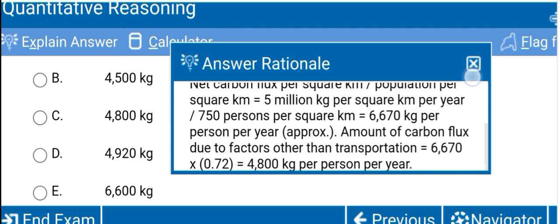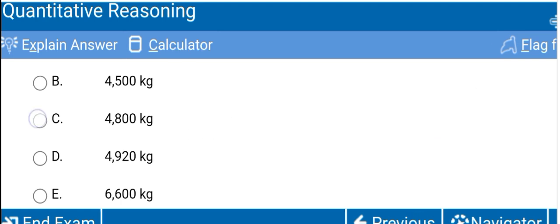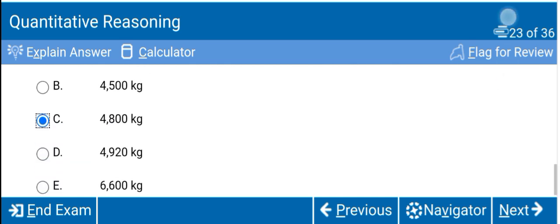Amount of carbon flux due to factors other than transportation equals 6,670 multiplied by 0.72, equals 4,800 kilogram per person per year. So here we have correct response is option C, which is 4,800 kilogram. 4,800 kilogram was the net carbon flux per person per year for factors other than transportation in locality D.